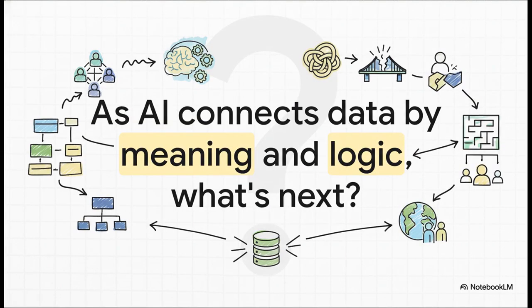So where does this all go from here? We've seen how AI is learning to connect the dots, not just with keywords, but with meaning, and now with meaning and logic combined. As this tech gets even better, what's the next big, messy human problem that you think it's going to help us solve? The possibilities, they're pretty much endless.